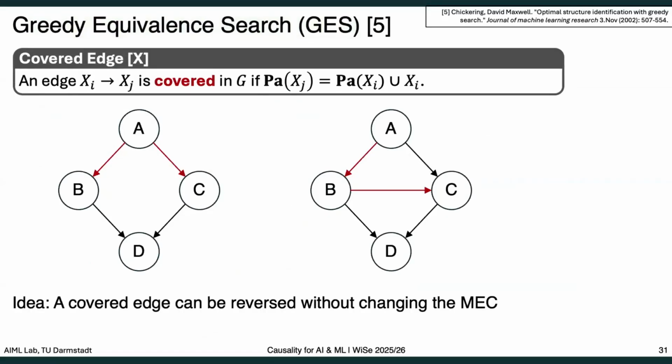Yeah, covered edge. If you just want to brute force it, the definition is pretty simple. It means that both sets of parents connected to the edge share the same variables, plus obviously the parent of the edge itself. Semantically, intuitively, this means that if we reverse such a covered edge in a specific graph, we would have the same independencies, the same Markov equivalence class.